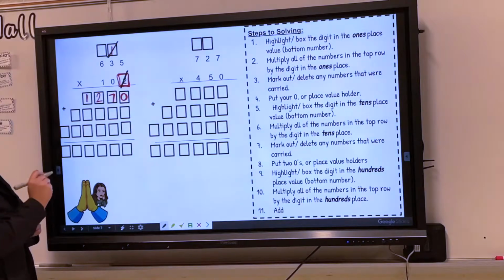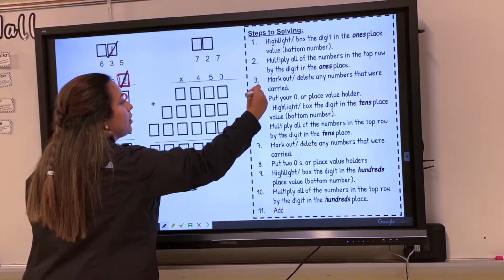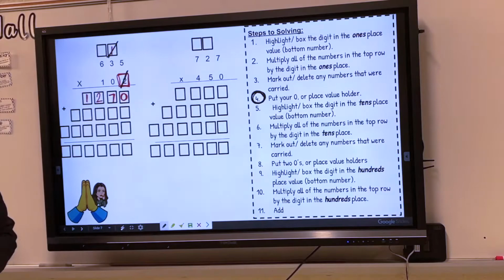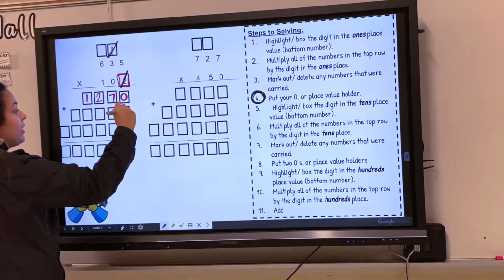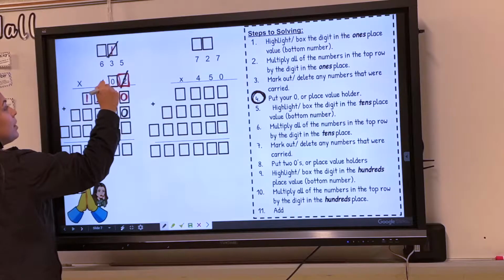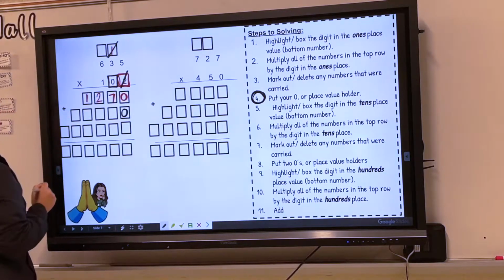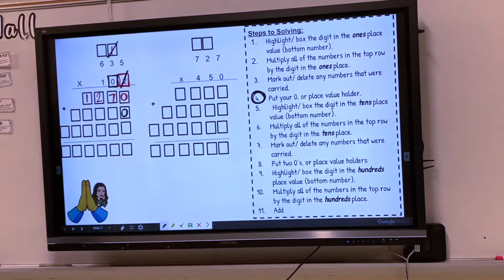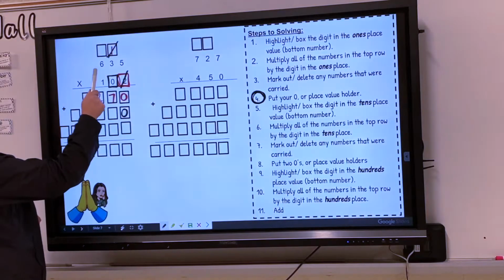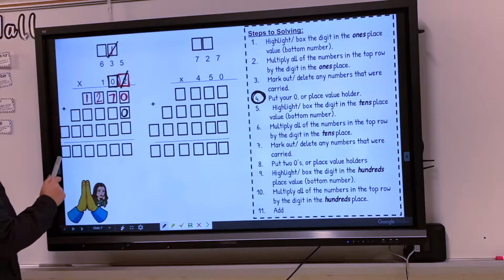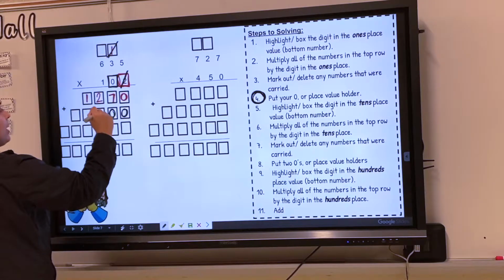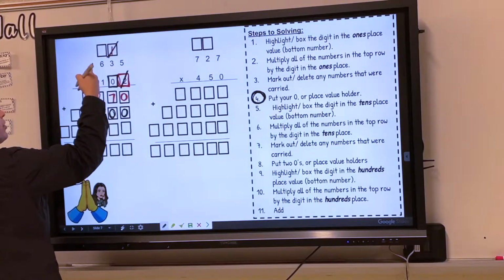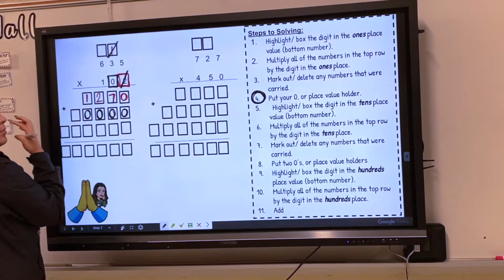Now, remember, step 4 is extremely important, so I can't forget that step. I'm going to put my place value holder here, and then box the number in my tens place. The number in my tens place just happens to be a 0. So I'm going to multiply 635 by 0. 0 times 5 is 0. 0 times 3 is 0. 0 times 6 is 0.